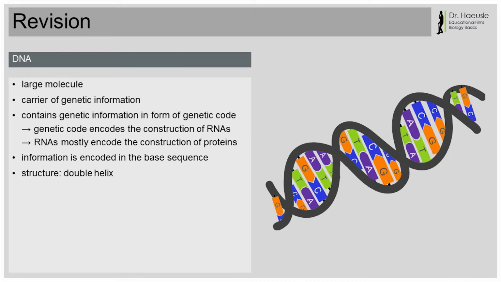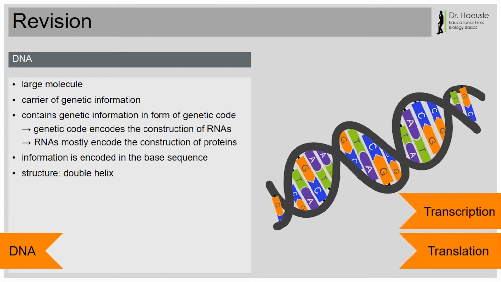First off, we want to revise what we have learned about the DNA in our previous video about DNA. The DNA is a very large molecule. It exists in eukaryotic and prokaryotic cells and in certain viruses, the DNA viruses. The DNA carries the genetic information. The genetic information is encoded in the DNA as the genetic code. All genetic information of the DNA is encoded in its base sequence. The information is the instruction for building RNA molecules. These RNA molecules will, for example, later help to build proteins. This will be the topic of our next videos about transcription and translation.